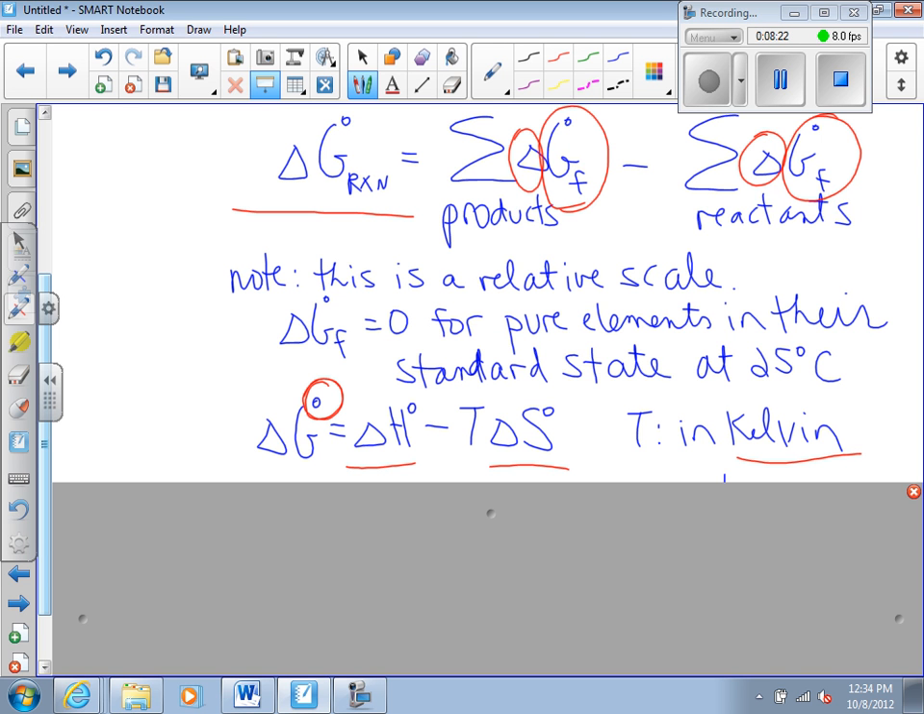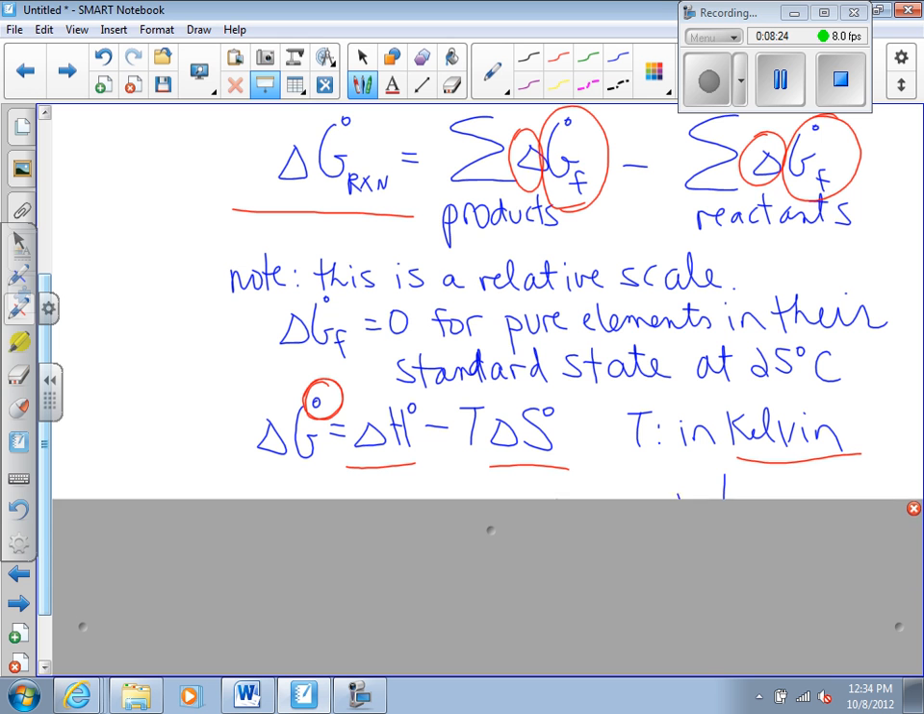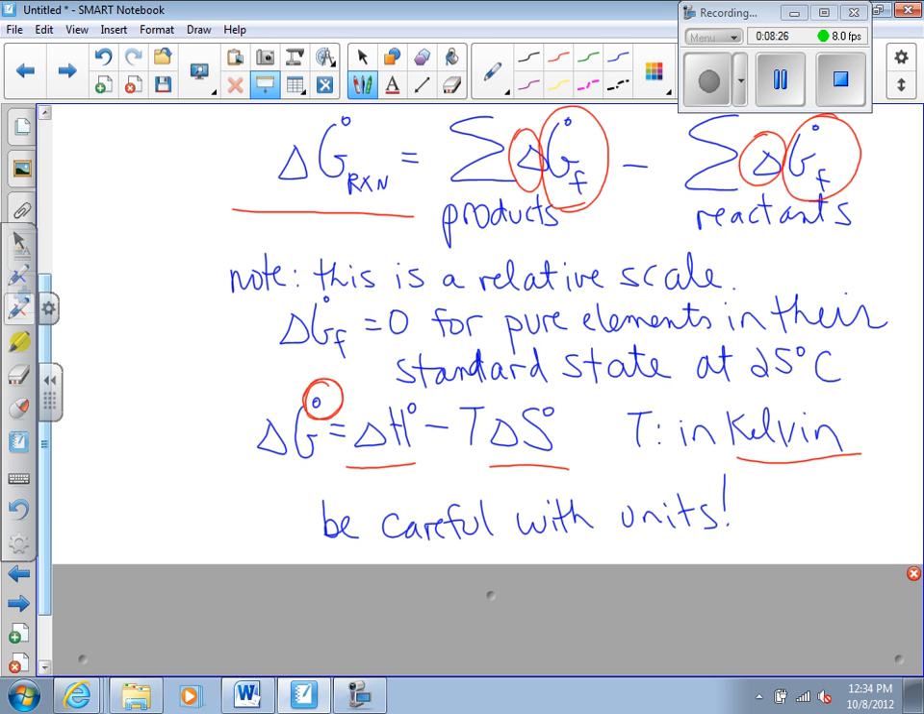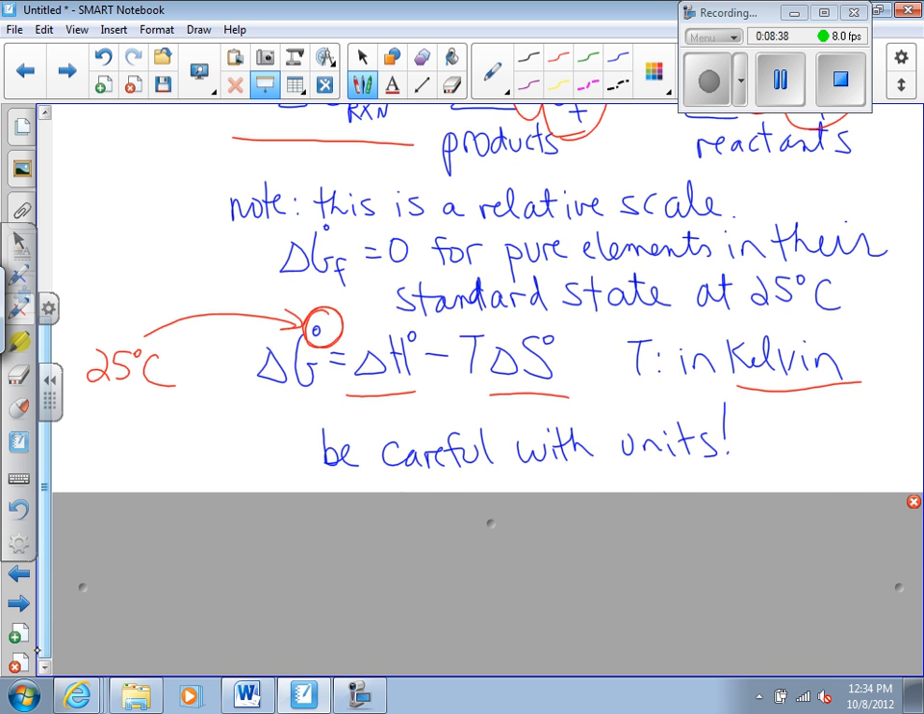What does the standard state mean? What's our temperature? Hopefully you remember it's 25 degrees Celsius. One other note, let's make a little note there, 25 degrees Celsius. Whenever you see that little 0 there, for thermodynamics, it means 25 degrees Celsius.